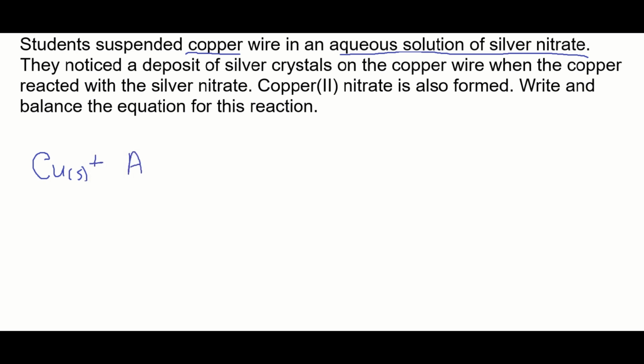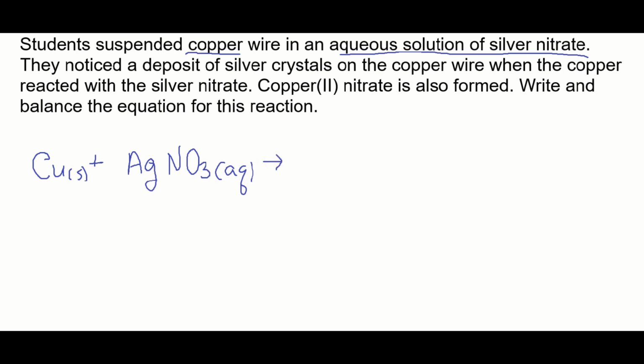So silver is a metal with a 1 positive charge, and nitrate is a polyatomic ion with a 1 negative charge. And those charges are going to cancel out, and this is going to be a 1-to-1 ratio. So that's the formula for silver nitrate. And because we're told that it's in solution, we can put aq, which means it's dissolved in water.